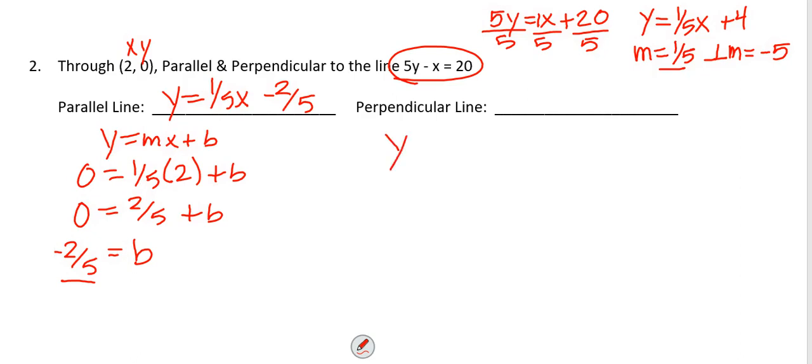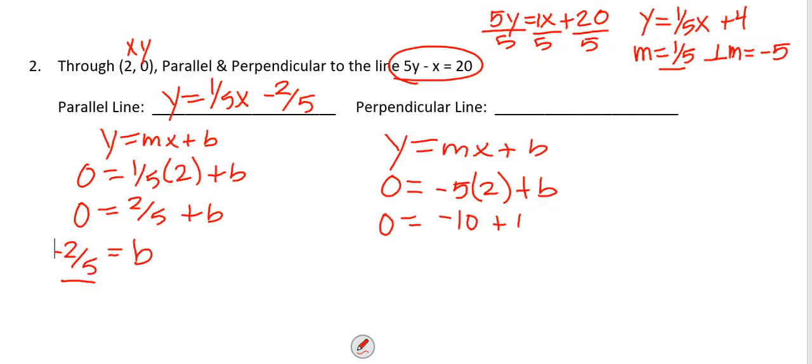Now we're going to do it with a perpendicular line, again using that same equation, y equals mx plus b. So we're going to plug in again the 0 equals our slope. This time our perpendicular slope is -5, and we're going to multiply that times 2 plus our b. So this is 0 equals -10 plus b. Going to add that 10 to both sides. So this time our b is equal to 10. And here again, we're talking about our perpendicular slope, which is -5, and our y-intercept, which is 10. So y equals -5x plus 10.